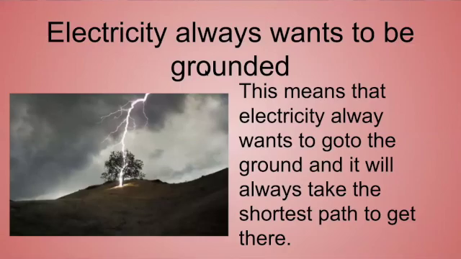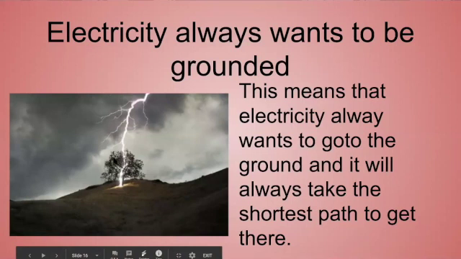Now, one thing that's important to know about electricity is electricity always wants to be grounded. What I mean by that when I say grounded is electricity always wants to go to the ground. And it will always take the shortest or easiest path to get there. For example, if we look at this lightning bolt, it took the shortest path to be able to touch the ground.